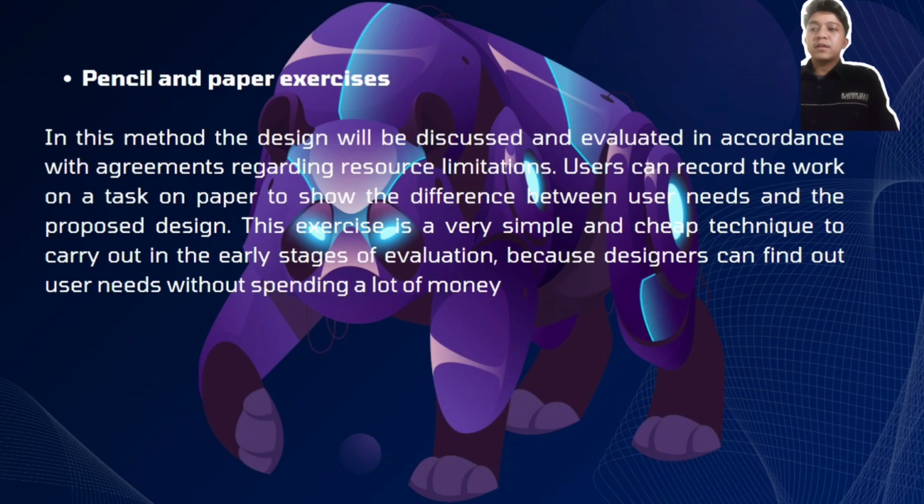Pencil and paper exercise. In this method, the design will be discussed and evaluated in accordance with agreements regarding resource limitations. Users can record the work on paper to show the difference between user needs and the proposed design. This exercise is a very simple and cheap technique to carry out in the early stage of evaluation, because designers can find out user needs without spending a lot of money.